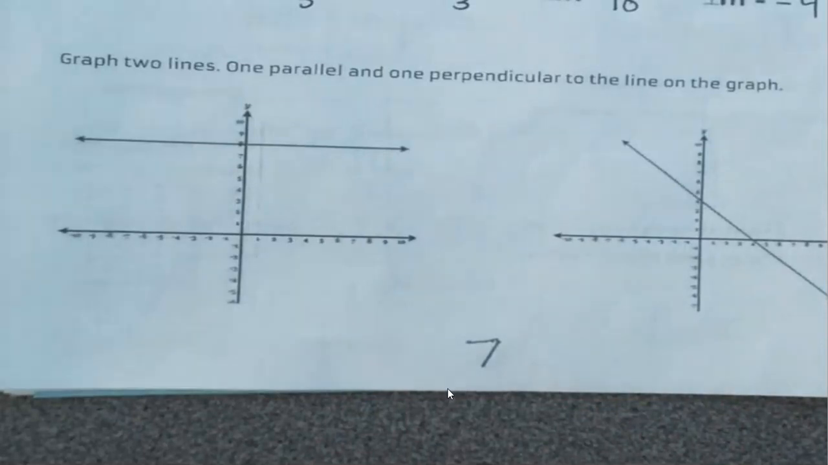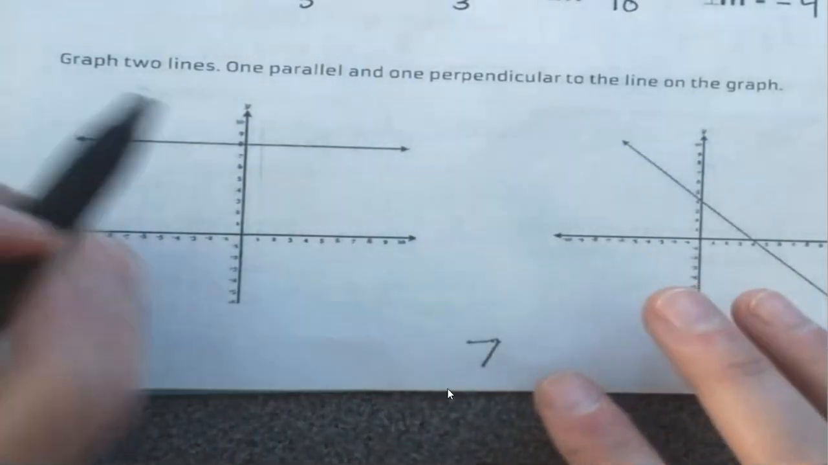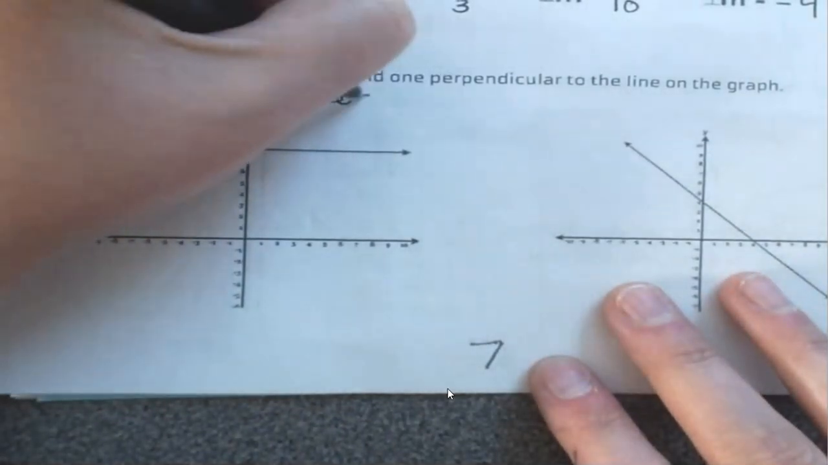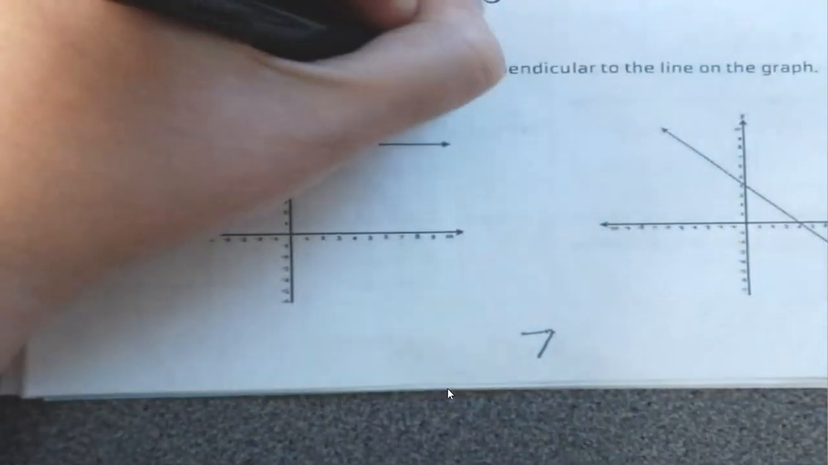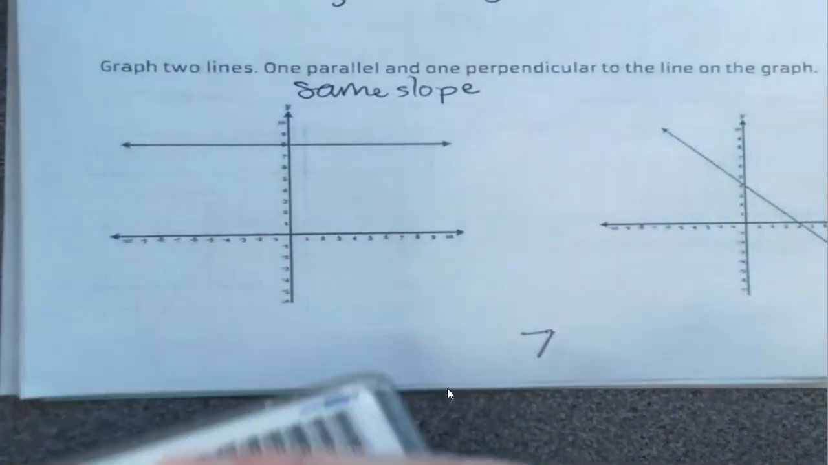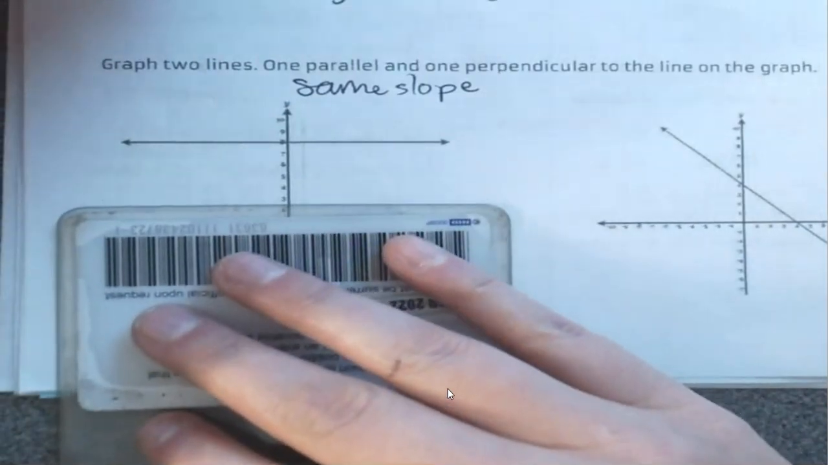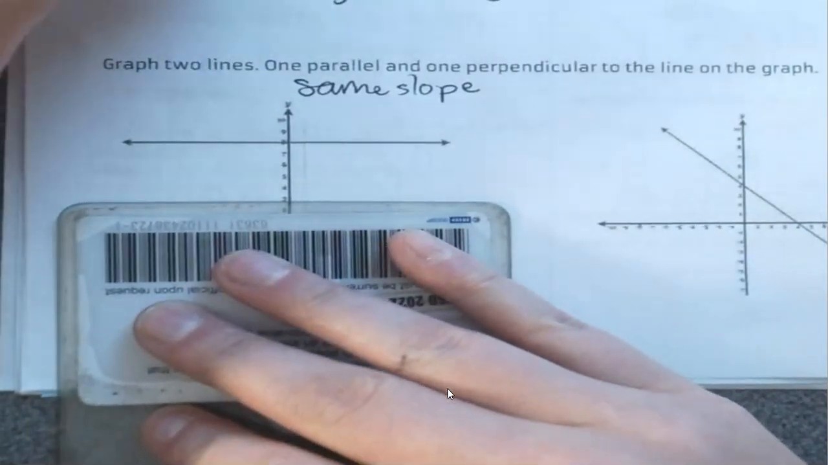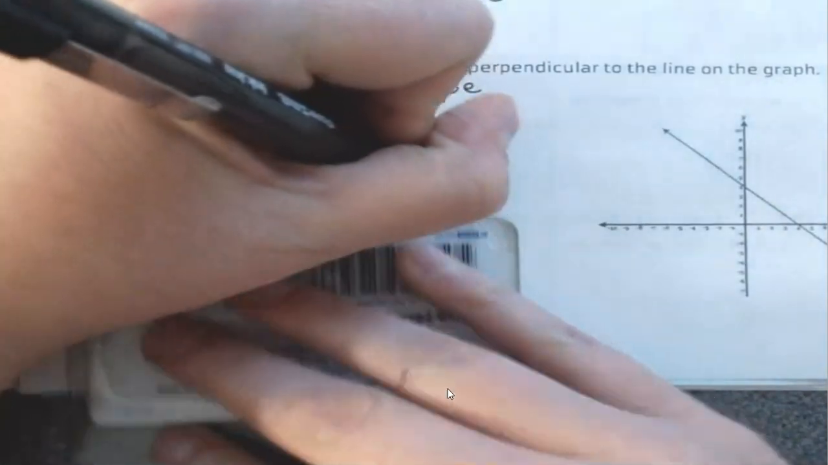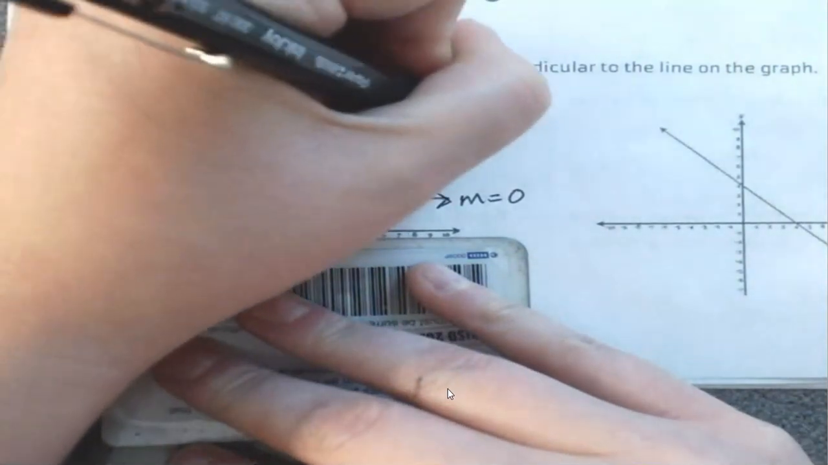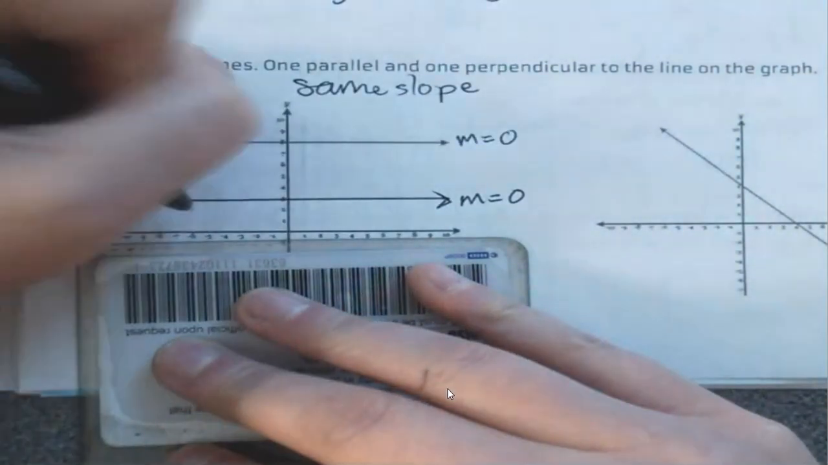Okay, so we are going to graph two lines. There's a parallel one and there's a perpendicular line. So for parallel, it's going to have the same slope. So this one's kind of interesting because you just pick any line literally anywhere, and you are going to graph a line that is parallel that has a 0 slope. So this slope is m equals 0, just like this one. So this one is parallel.